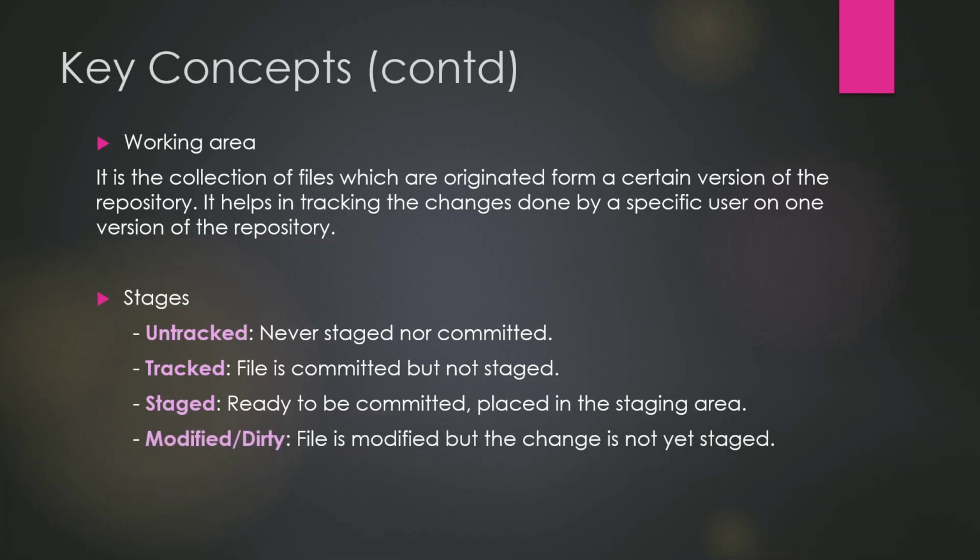When changes are made to a file, that is, the file is modified but the change is not yet staged, that's what we call modified or dirty. After the changes are done in the working area, the user can either update these changes in the Git repository or revert the changes. I hope you guys have understood it till here. These are some of the key concepts that you need to remember throughout the course. We'll talk more on this when we do the practical part. If you guys have any questions, please feel free to comment them. We'll try to address all of them.